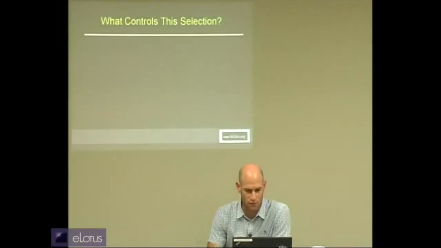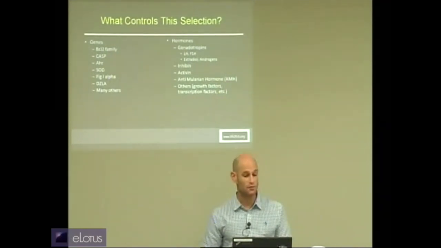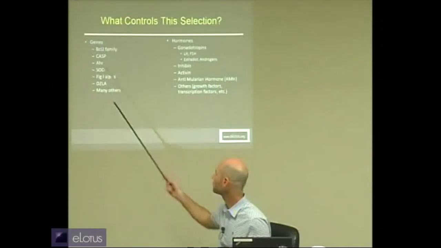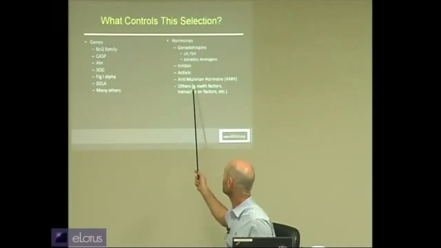So how does this selection occur? Now, there's a bunch of genes which are involved in the selection of the eggs and the production of the eggs, and it's just a list of all these random different genes. And then there's a lot of hormones which are involved.